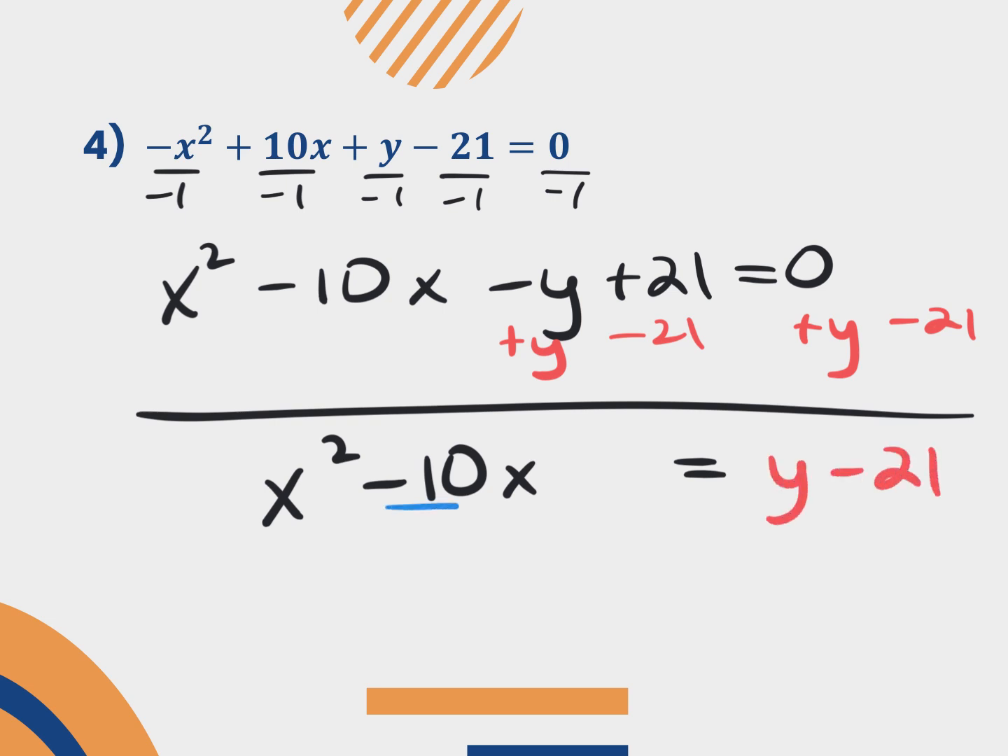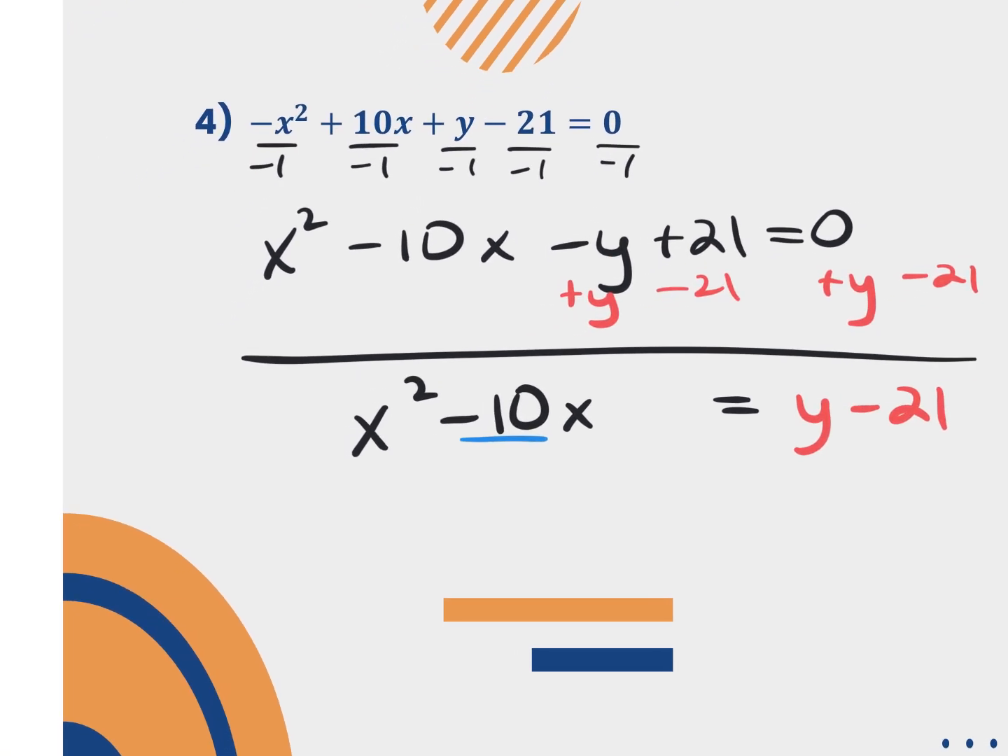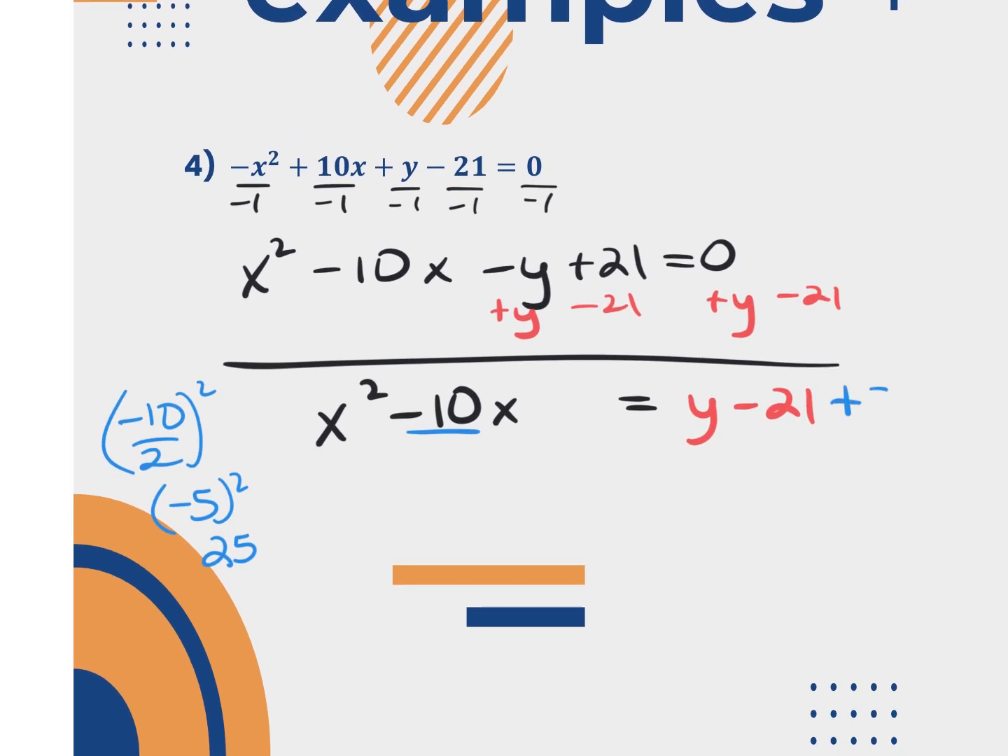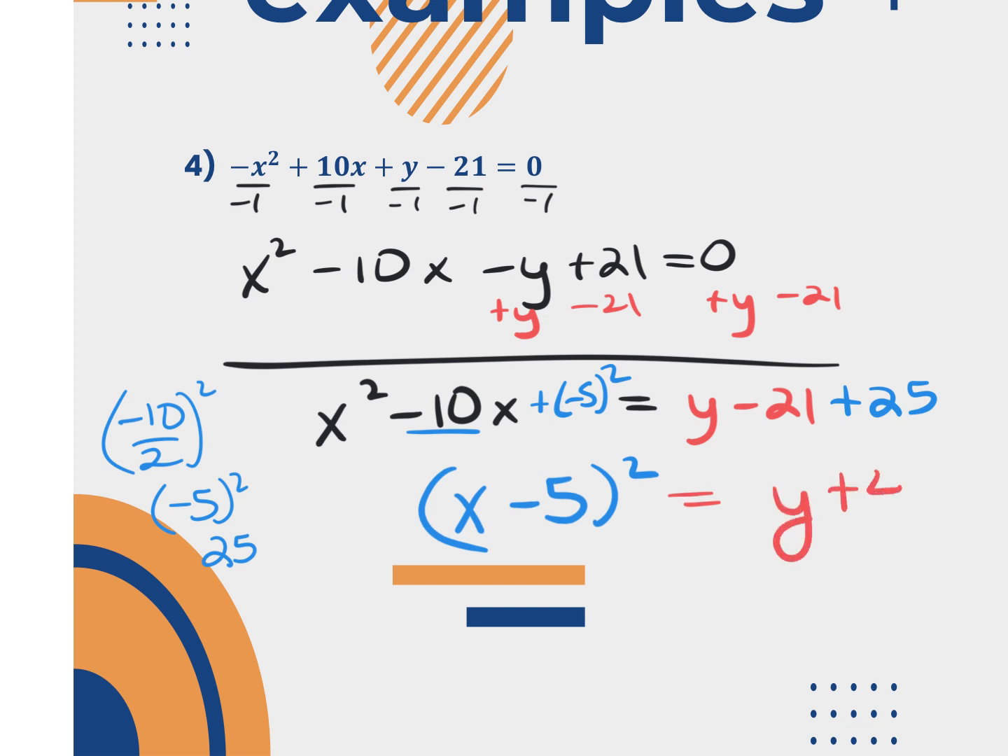I'm going to take this b term, and I'm going to divide it by 2. So negative 10 divided by 2 and square it. So negative 5 squared gives me positive 25. So that's what I'm going to add over here. But remember, in this one, I put the negative 5 squared, because then that goes right into my binomial that is squared. And then the left side, I have to do the math. Negative 21 plus 25, and I get y plus 4.